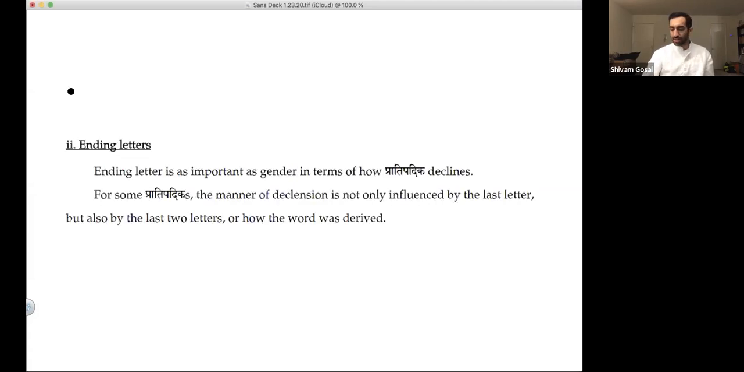Now, the next thing we need to look at is, right, we need to look at gender. We also need to look at the ending letter of a pratipadika. Ending letter. So when we look at the pratipadika, we have to look at what is the last letter or the last two letters of the pratipadika. Sometimes we need more than one.